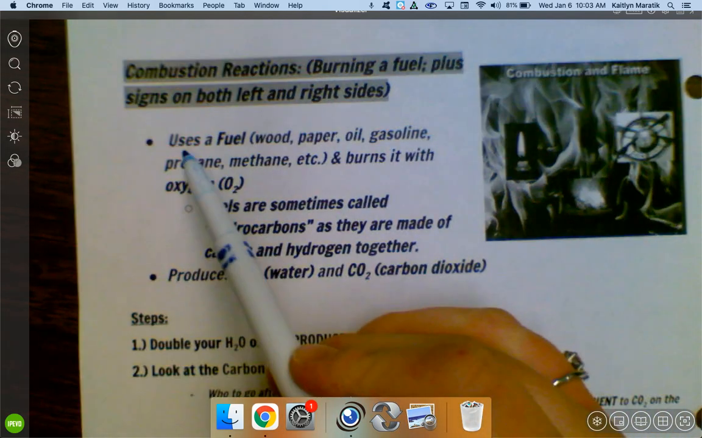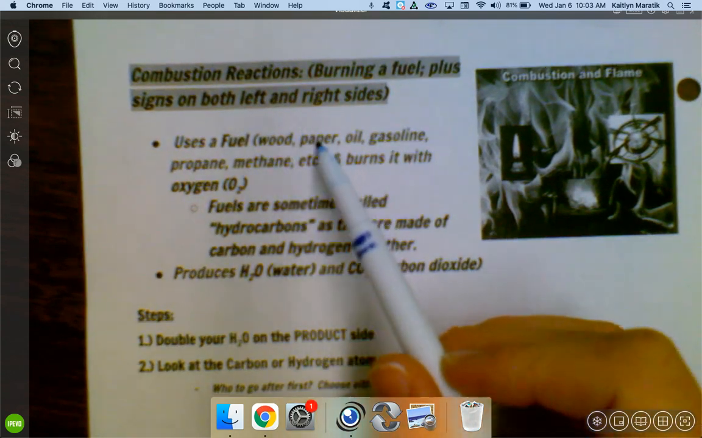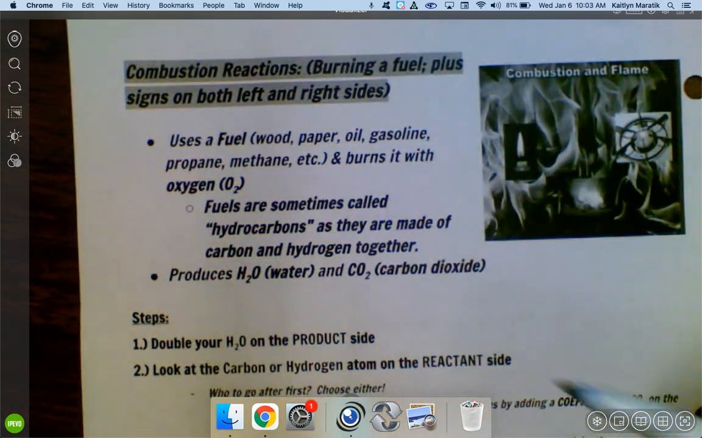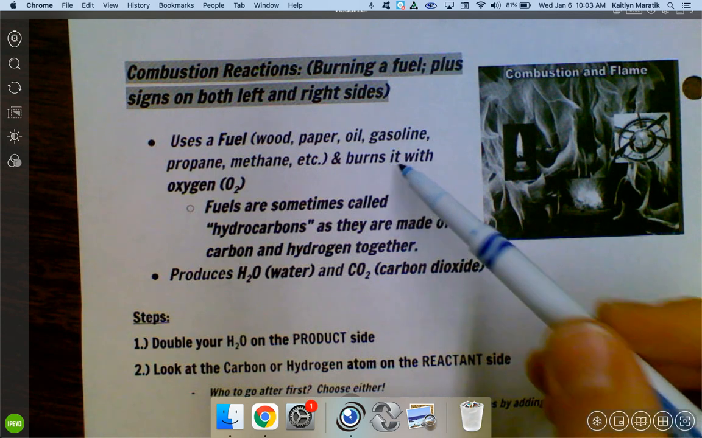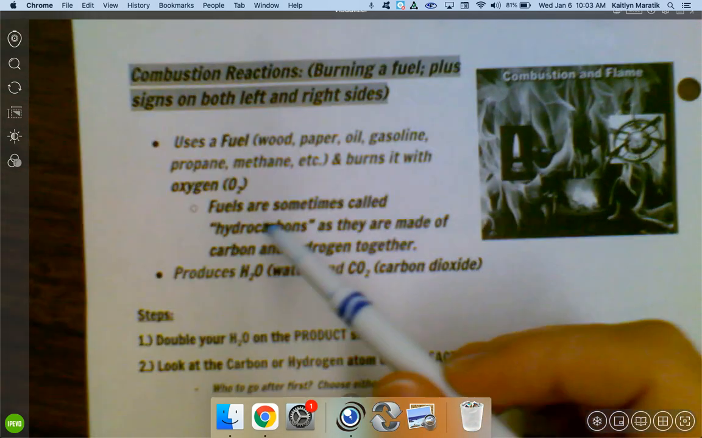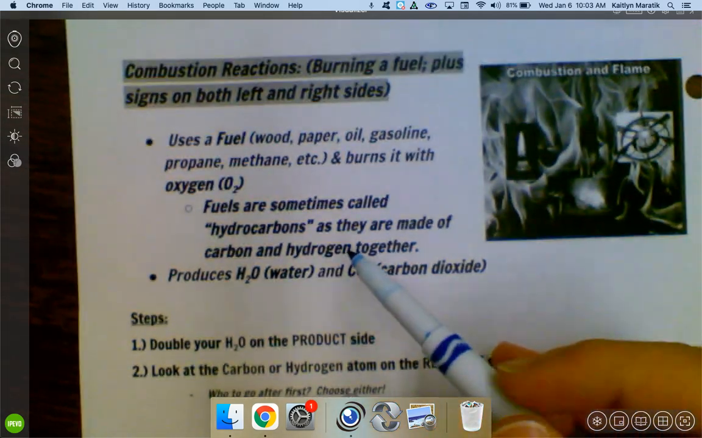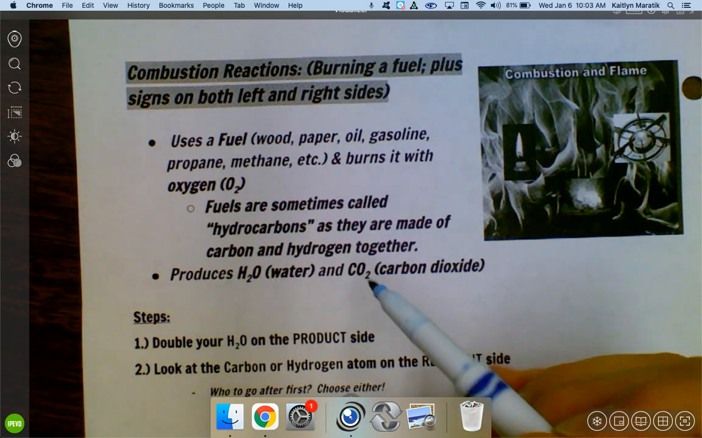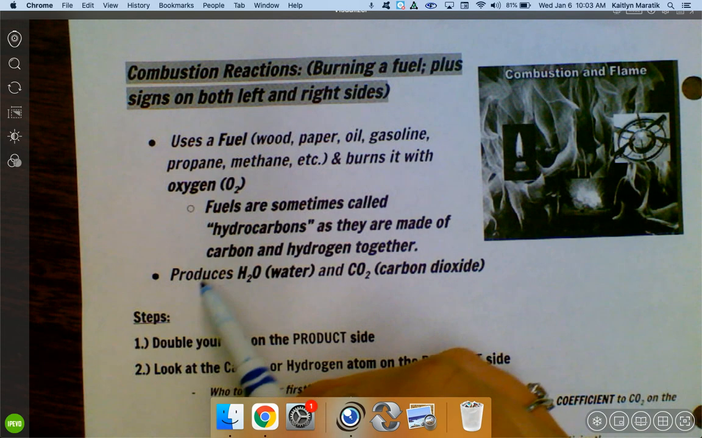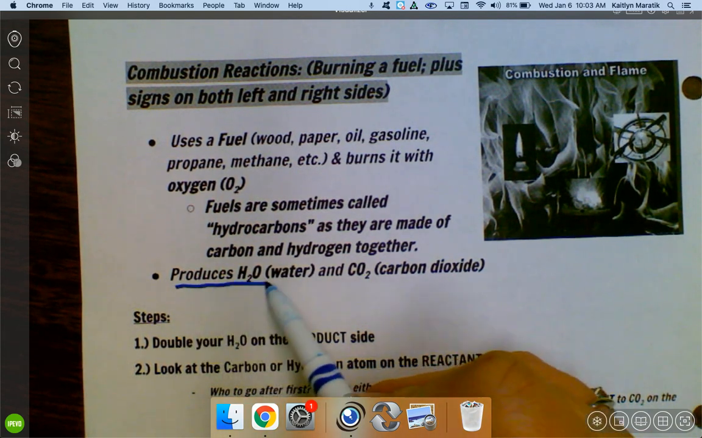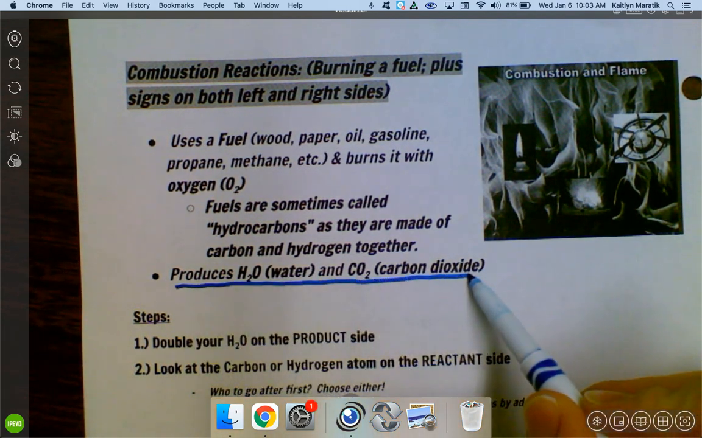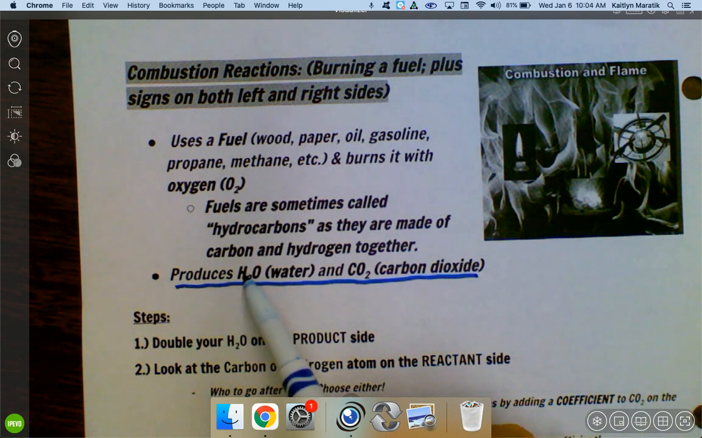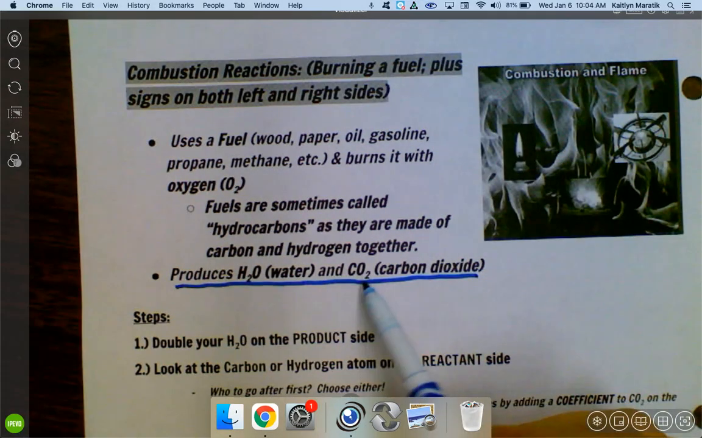So a combustion reaction uses a fuel, which is going to be wood, paper, oil, gasoline, propane, methane, etc., and it burns with oxygen. Fuels are sometimes called hydrocarbons as they're made of carbon and hydrogen together. Combustion reactions always produce these 2 things: water and carbon dioxide.